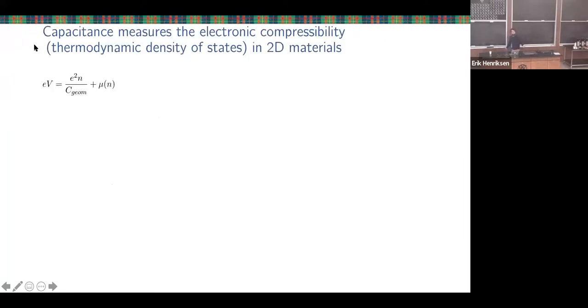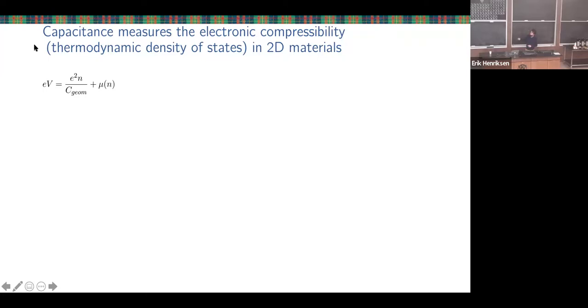Okay, so why do we do a capacitance measurement? What is a capacitance measurement? A capacitance measurement is a thermodynamic measurement, okay? It's actually a measure of the so-called electronic compressibility or the thermodynamic density of states. Those are 2 equivalent ways of saying the same thing.